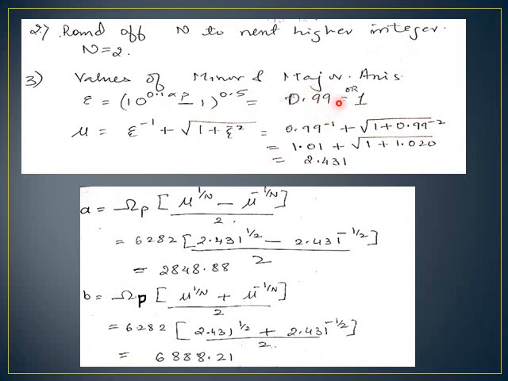And we get the answer as 0.99, or we can keep it as 1 also. So in order to calculate mu, I have taken the value of zeta as 0.99 and I get the answer as 2.431. Now we need to calculate the value of A and B. A is equal to omega p into mu raised to 1 by n minus mu raised to minus 1 by n, divided by 2. So the value of omega p is 6282, substitute the value of omega and we get the answer as 2848.88. Similarly, calculate the value of B and we get the answer as 6888.21.